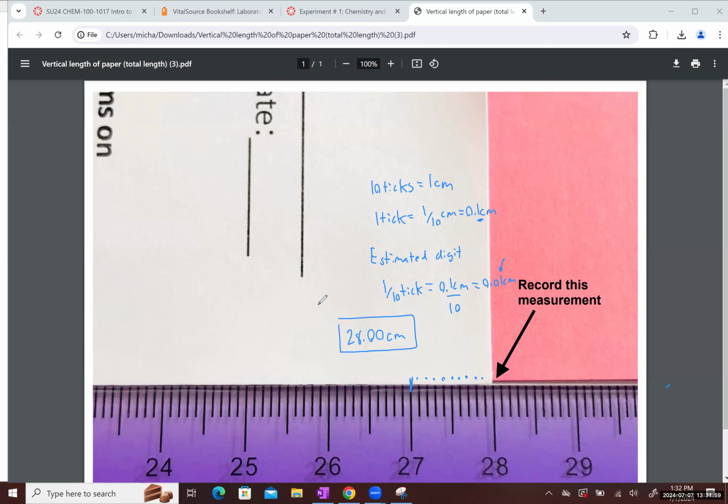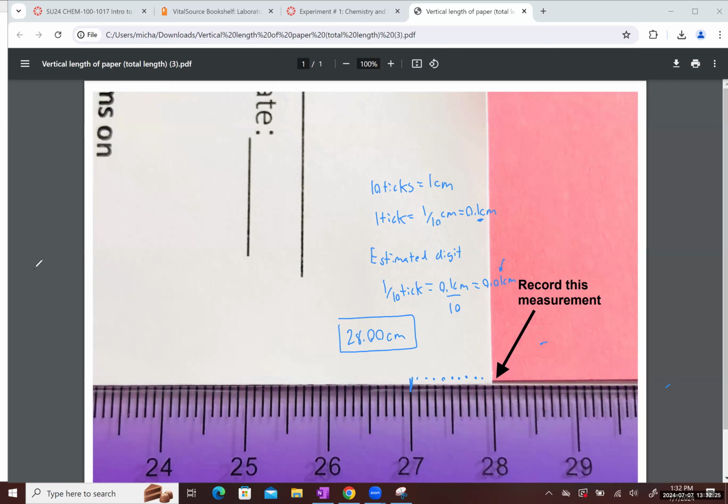There will be some variation in your measurement depending on who's taking the measurement. The estimated digit will change slightly. That's more than okay. And in fact, that's part of the point of one of the later discussions in this lab, to show how you will see some variation in your measurements, often associated with variations in the estimated digit and how you estimate that last digit of your measurement.